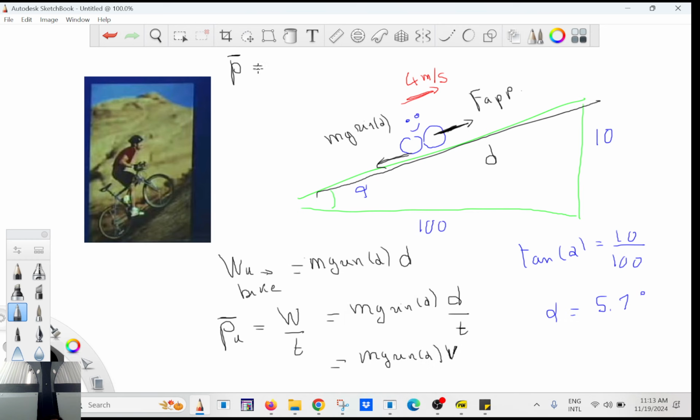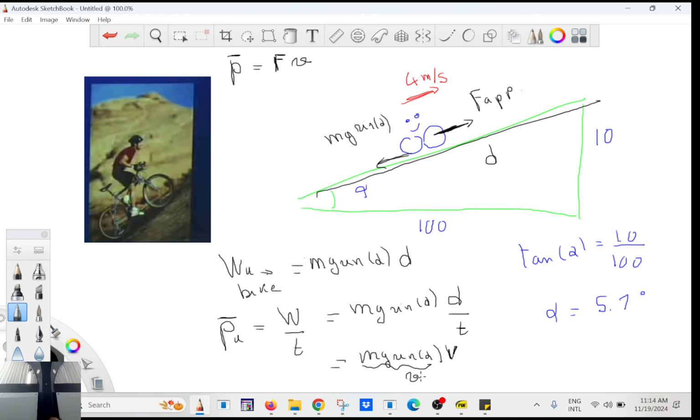The average power delivered by you, and you have to fight against gravity. So that will be the power delivered by you through your muscles to the body. So the average power will be force times velocity. And that's what we have here. This is the force that you have to provide against gravity.